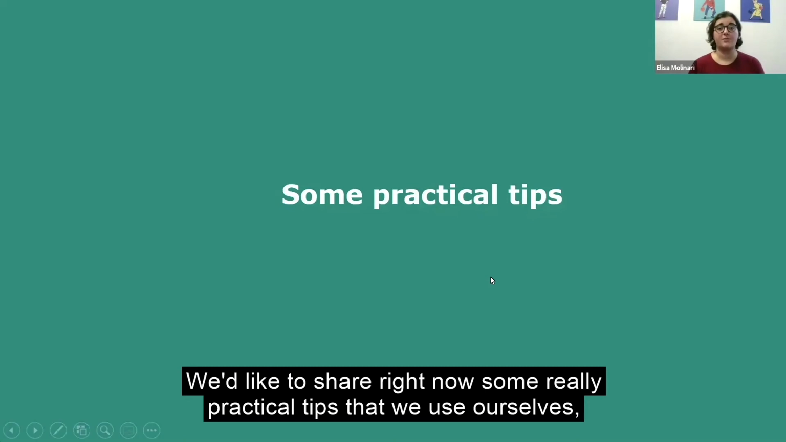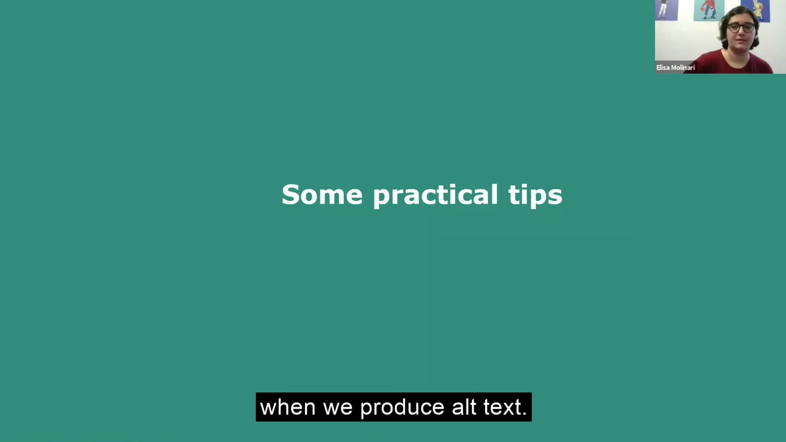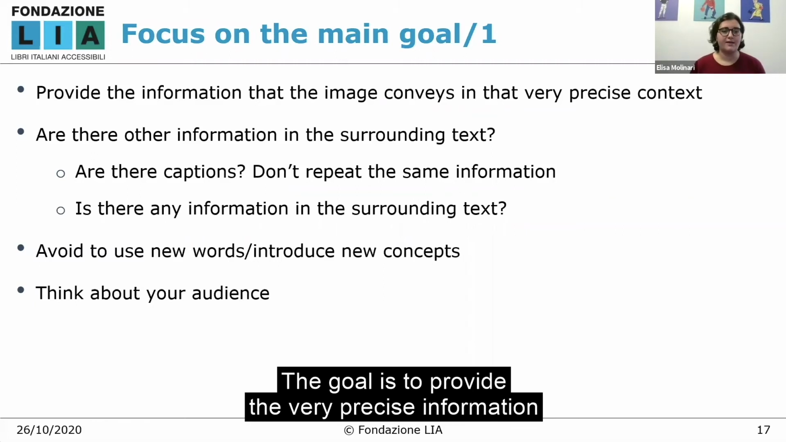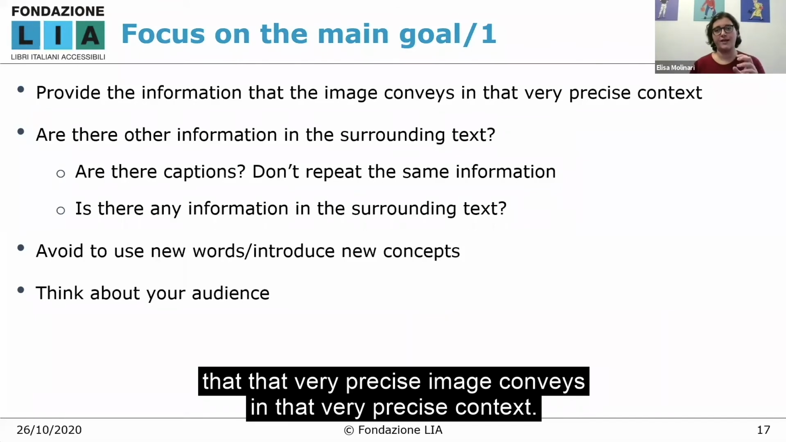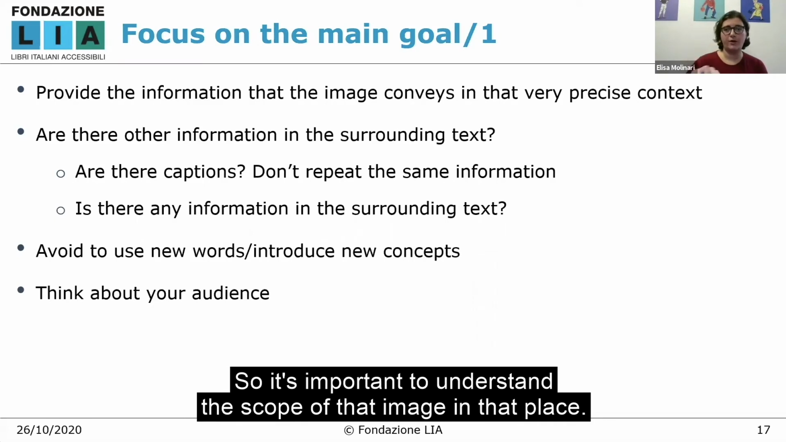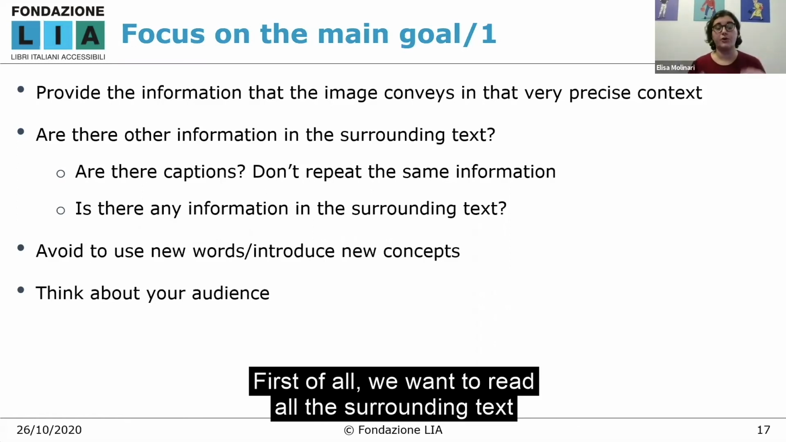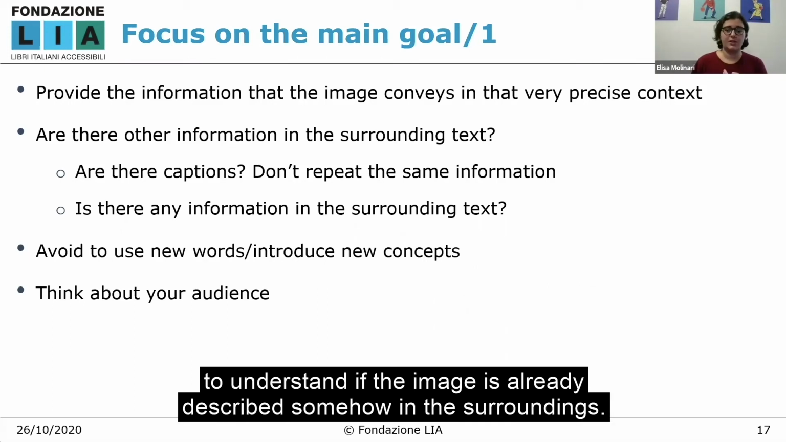So we'd like to share right now some really practical tips that we use ourselves while we produce the alt text. So first of all, focus on the main goal. What does it mean? The goal is to provide the very precise information that a very precise image conveys in that very precise context. So it's important to understand the scope of that image in that place. The first thing we do is read everything in the surrounding text, to understand if the image is already described somehow in the surroundings.